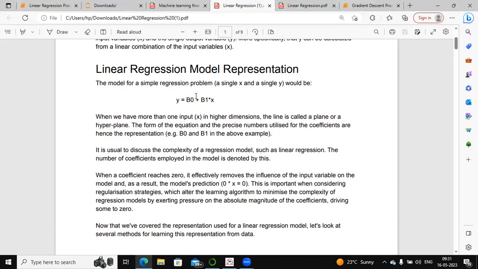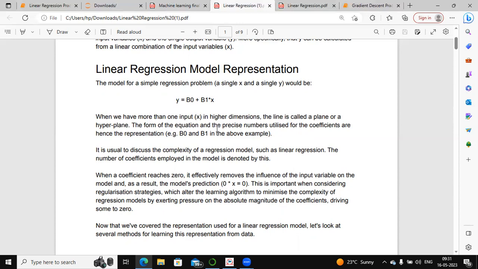So we have to find out B naught and B1. And using this B naught and B1, whatever input you get, we will find the y part. Okay, so that is what we are going to determine. When we have more than one input in higher dimension, the line is called a plane, or a hyperplane. So this is in higher dimension, more than one input.